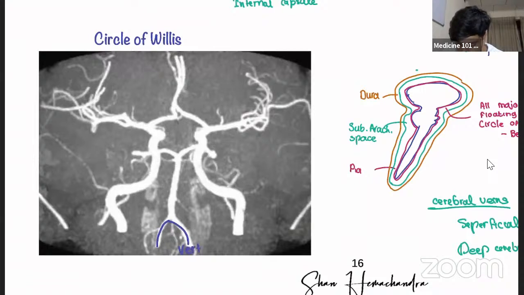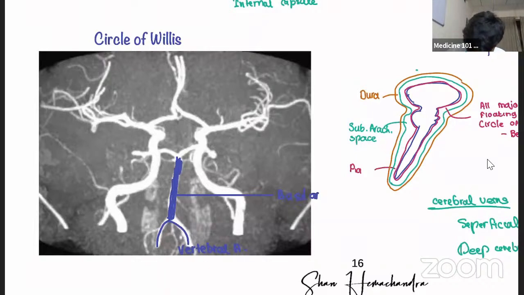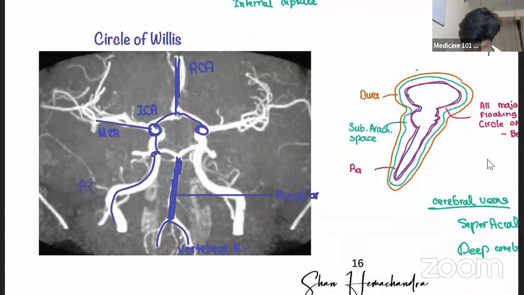These two arteries form the vertebral arteries. These two form the vertebral arteries, which form a very thick, large one that travels upwards along the brainstem. It's called the basilar artery. And here we have something called the anterior cerebral artery. Here we have the middle cerebral artery. And the one that gave rise to both of these is the internal carotid artery. And this is the posterior cerebral artery.